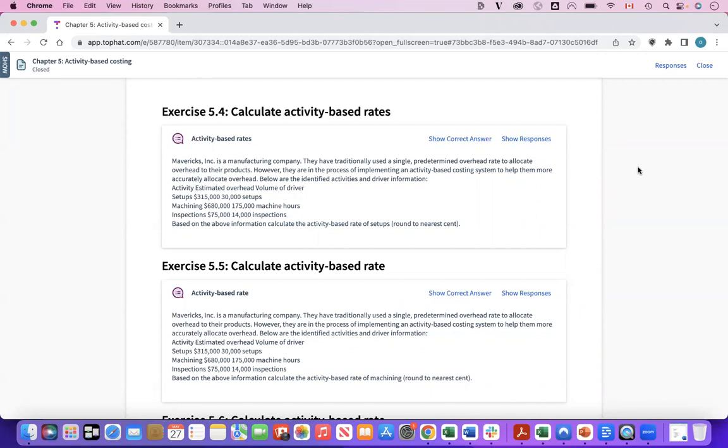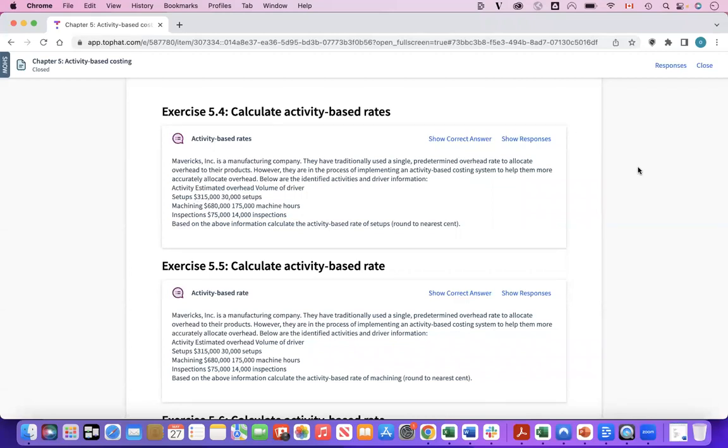So Mavericks Inc. is a manufacturing company. They have traditionally used a single predetermined overhead rate to allocate overhead to their products. However, they are in the process of implementing an activity-based costing system to help them more accurately allocate overhead. Below are the identified activities and driver information. So we see there's three different activities. There's setups, there's machining, and there's inspections.